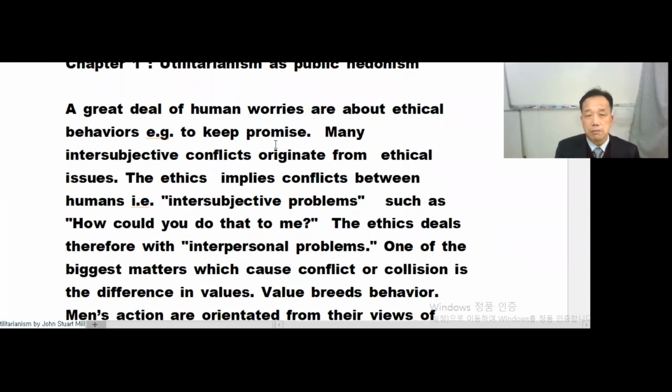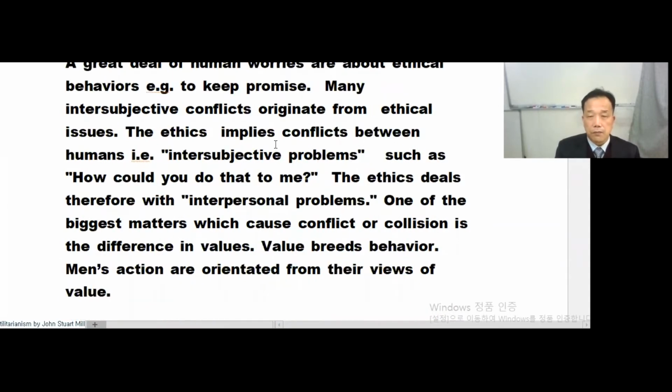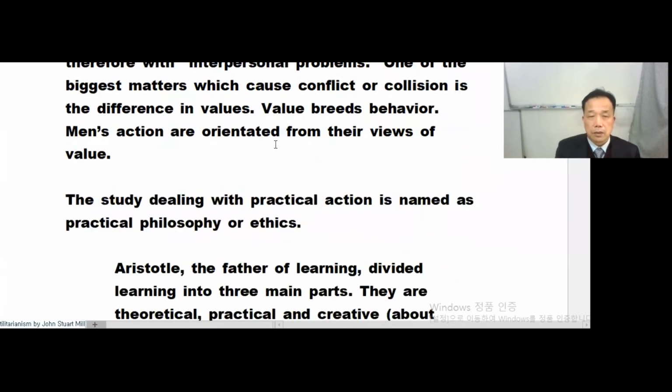One of the biggest matters which cause conflict or collision is the difference in values. Value breeds behavior. Man's actions are orientated from their view of value. The study dealing with practical action is named practical philosophy or ethics.